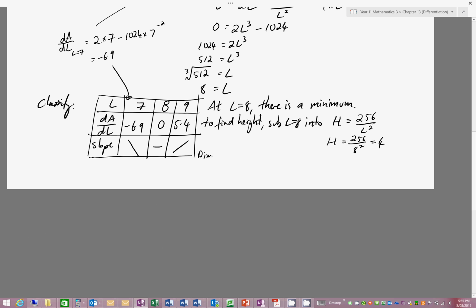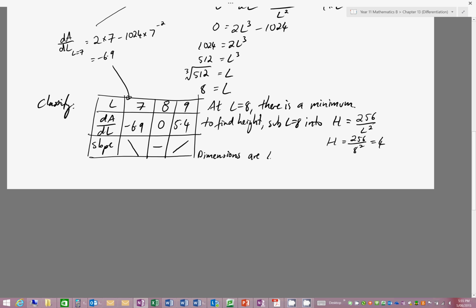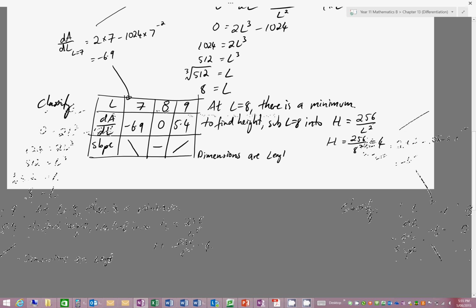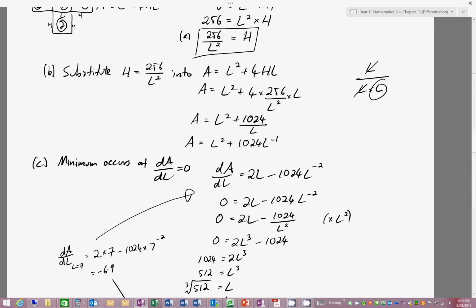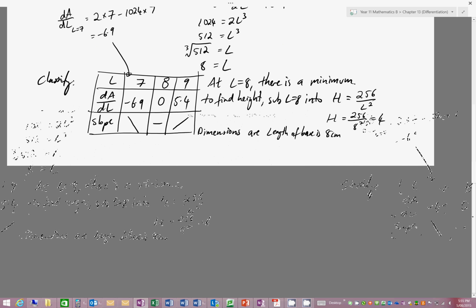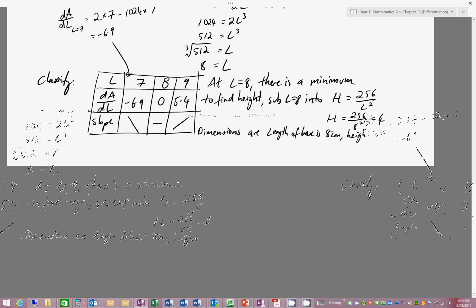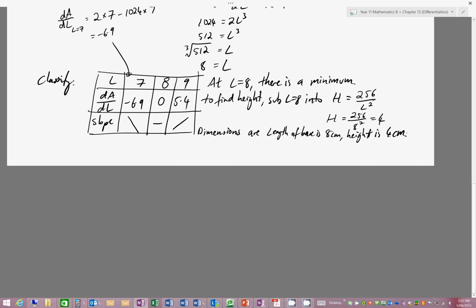So the dimensions are: length of base is 8 centimeters. How do I know it's centimeters? Because all of this is in centimeters cubed. Length of base is 8 centimeters. Height is 4 centimeters. Okay, done.